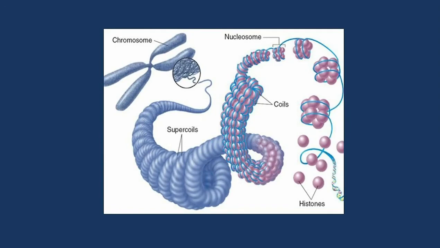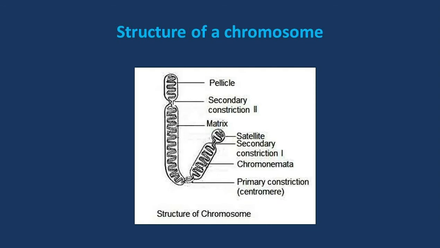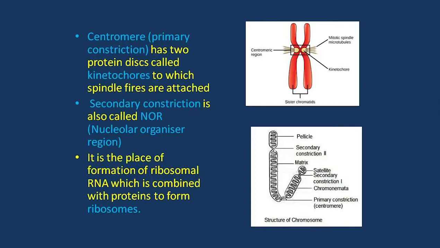From this picture, you can make out the different types of coiling found in the chromosome. Now, if you look at the structure, a chromosome is surrounded by a protein sheath called the pellicle. It has a centromere or primary constriction. On the centromere, there are protein discs called kinetochores to which spindle fibers are attached. There are 2 chromatin fibers or chromonemata inside the chromosome.